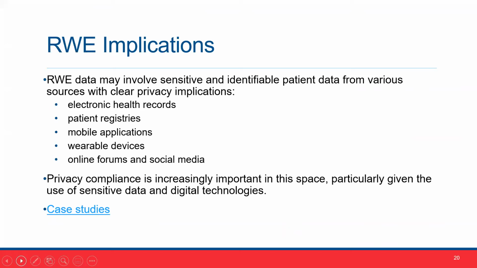So essentially, with respect to real-world evidence and patient data, there are clear implications regarding electronic health records, patient registries, mobile applications, wearable devices, online forums, and social media. And we're seeing more and more of this within the pharmaceutical industry. How do we access electronic health records in a way that's lawful, in a way that's ethical, and make use of that data? And similarly with respect to patient registries, mobile applications, and wearable devices.